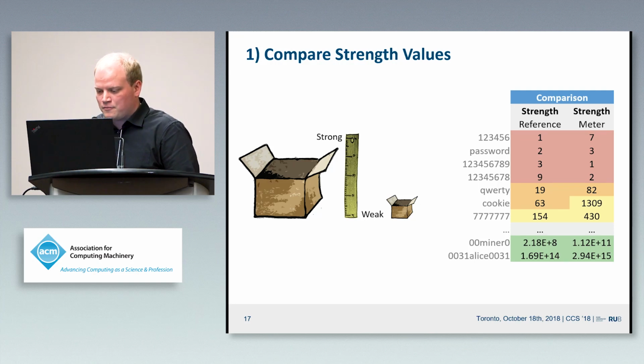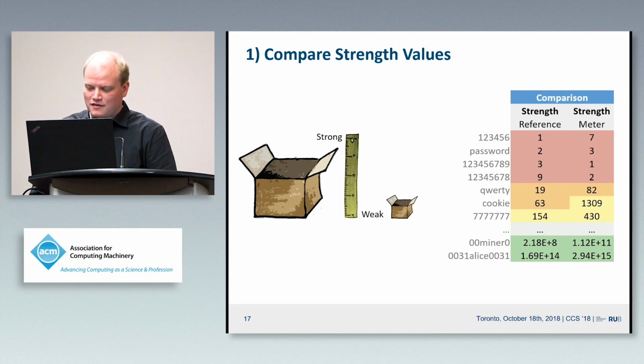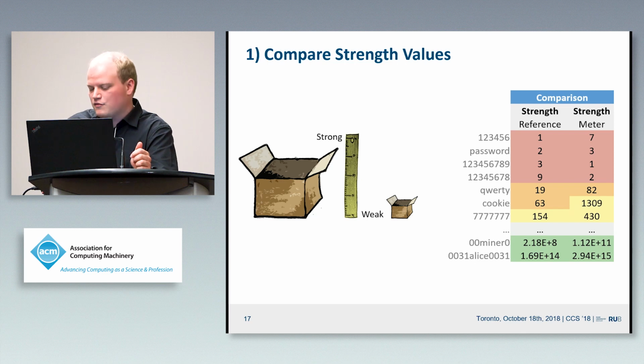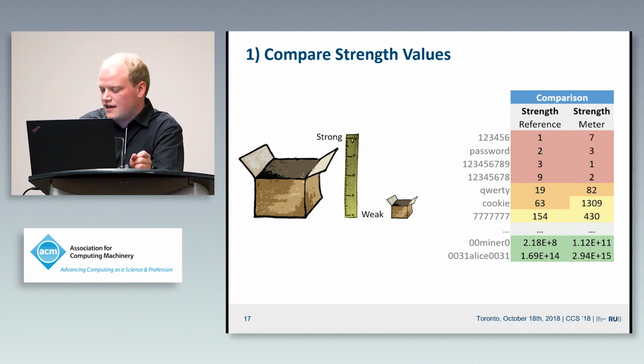The first one, the most obvious one, is to assess a meter's output by comparing the strength values with the reference. You can imagine this as like you compare the size of 2 boxes using a scale. If the boxes are equal in size, the meter and the reference agree on the strength of the password. If they are not equal, the scale will tell you how far the meter is off.